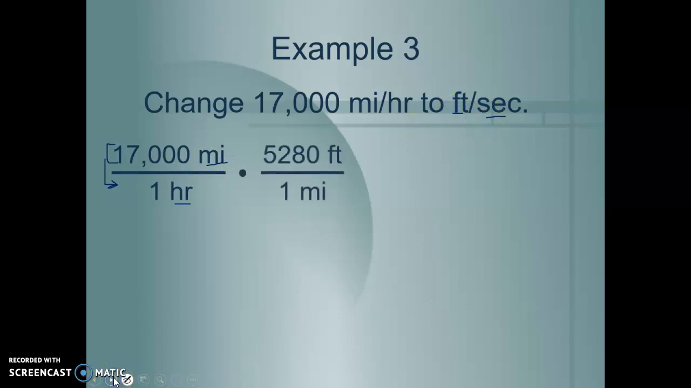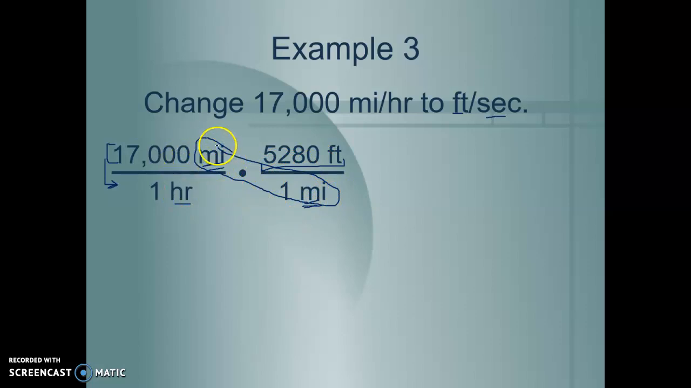Let's start first with our unit multiplier that changes miles to feet. I know that there are 5,280 feet per mile. When I'm using a unit multiplier to change, I need my units of measure, 1 to be on the top and 1 to be on the bottom. I do not want it to be 1 mile on the top and 5,280 feet on the bottom.